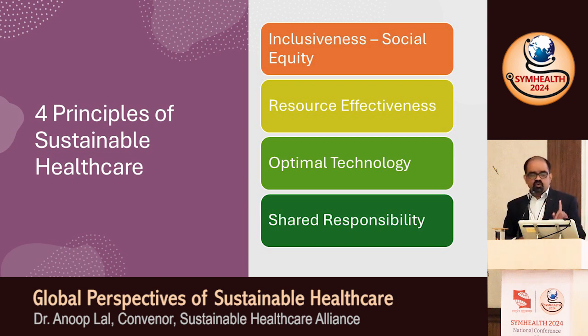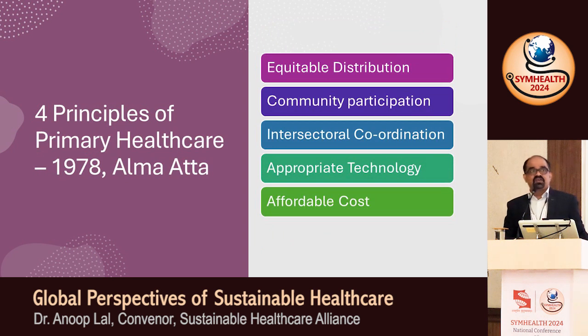Now, what I'm going to show you next will surprise you. Look into this. This is from the 1978 Alma Ata Declaration, which declared that primary healthcare is a basic human right. It happened in a place called Alma-Ata in Russia, and we came up with these 5 principles of primary healthcare 50 years back. And believe me, these are exactly the same as this. In fact, there is one more. Equitable distribution means social equity. That is universalization.